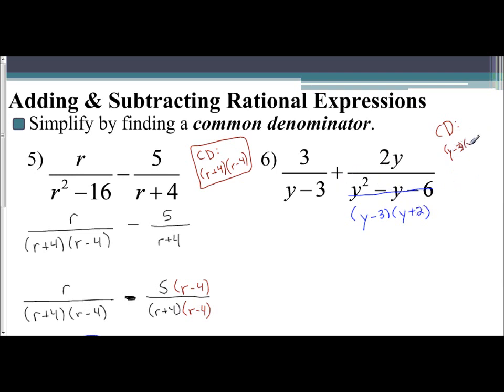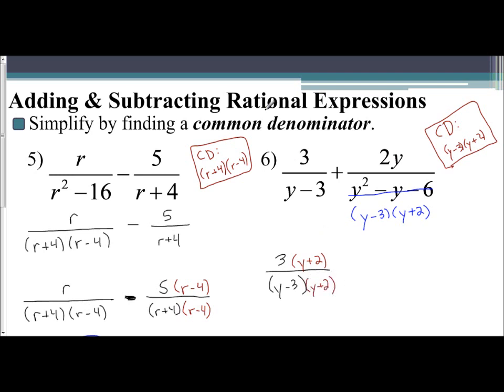So my common denominator is y minus 3 times y plus 2. And so this is what I want in both denominators. So if I rewrite it, I have 3 over y minus 3. Well, what's missing? I have the y minus 3. I need the y plus 2. So y plus 2 goes in the top and y plus 2 goes in the bottom.